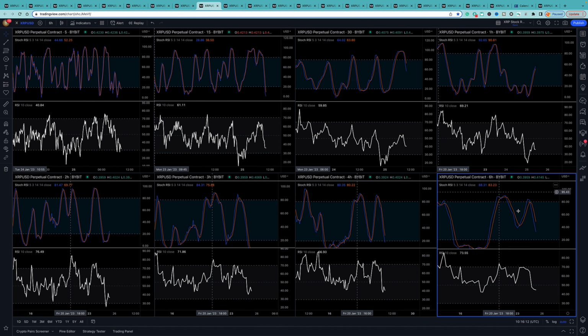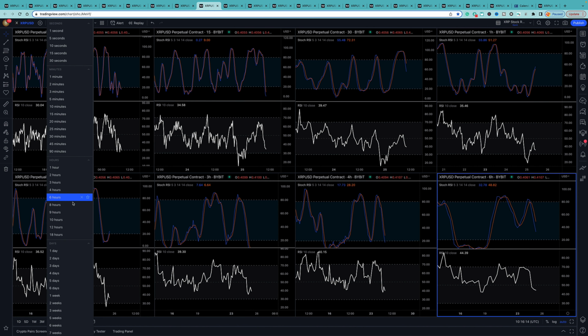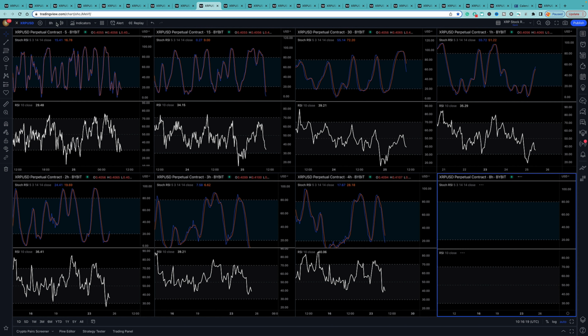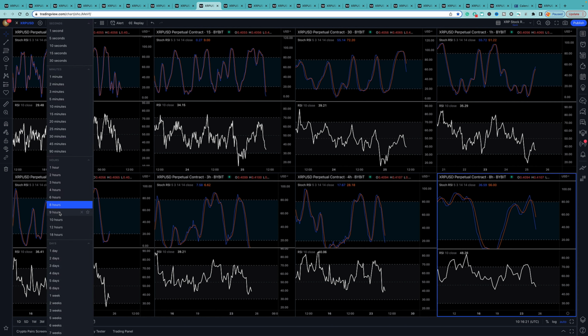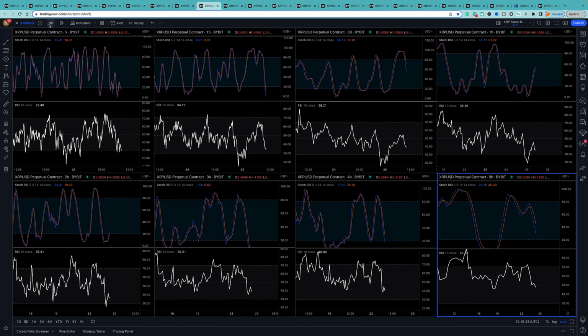So there's the 6 hour. The 6 hour is still on its way down, still pushing down. You see the RSI here as well has space to go. The 8 hour is obviously pushing strong.